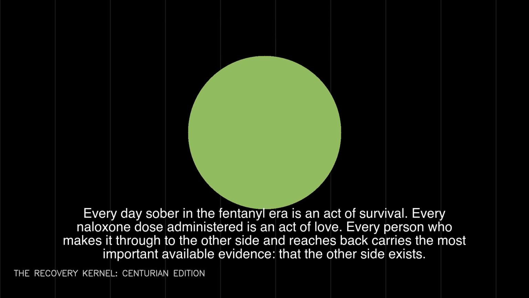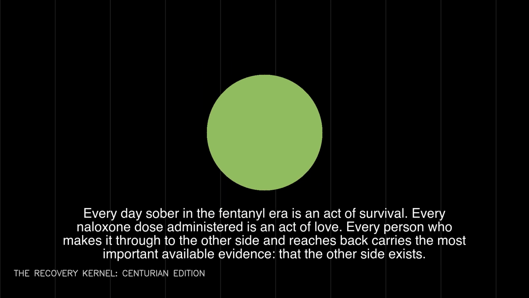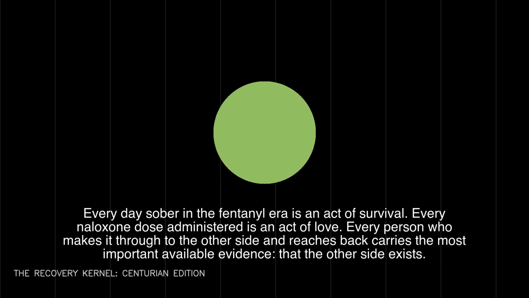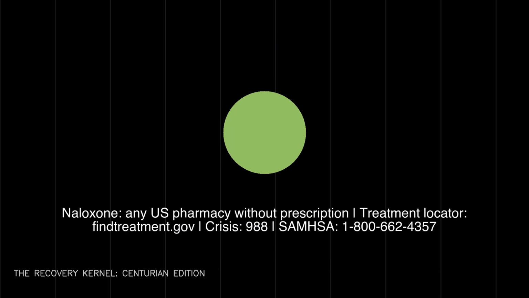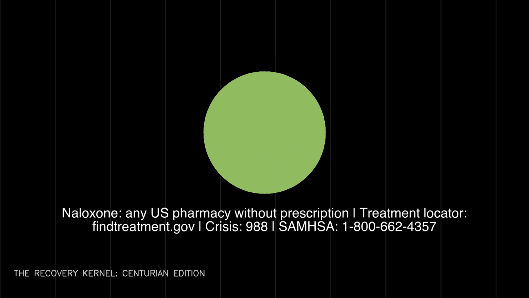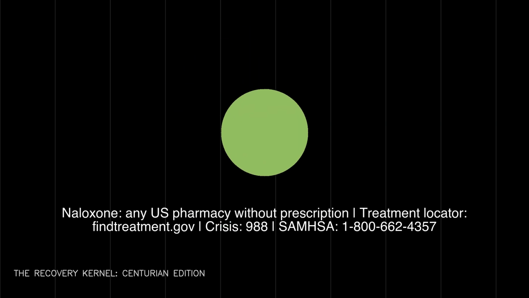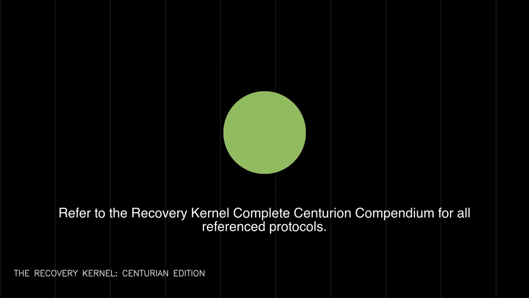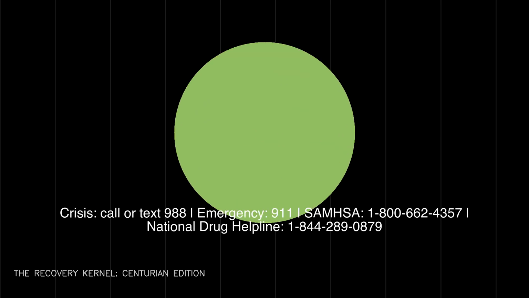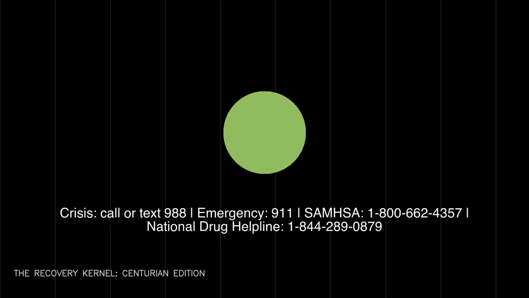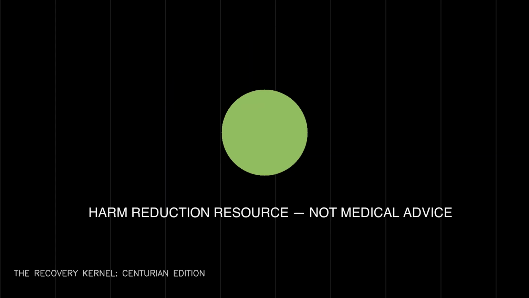Naloxone: any U.S. pharmacy without prescription. Treatment locator: FindTreatment.gov. Crisis: 988. SAMHSA: 1-800-662-4357. Refer to the Recovery Kernel Complete Centurion Compendium for all referenced protocols. Crisis, call or text 988. Emergency, 911. SAMHSA, 1-800-662-4357. National Drug Helpline, 1-844-289-0879. Warning: harm reduction resource, not medical advice.